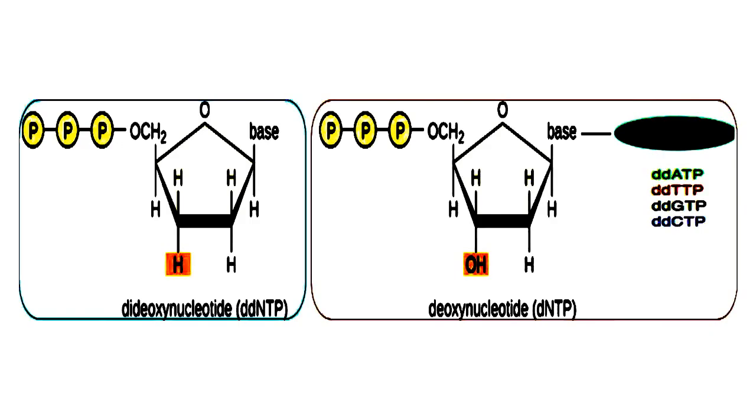Continuing, this slide refers to the chemical structure of dNTPs and ddNTPs. As we show, dNTPs contain a hydroxyl group, while ddNTPs contain hydrogen instead of a hydroxyl group.